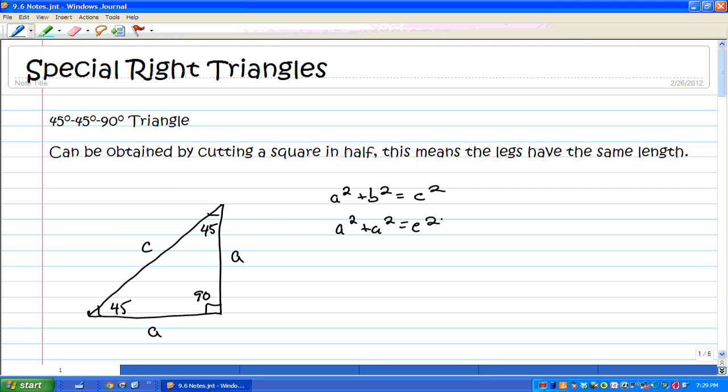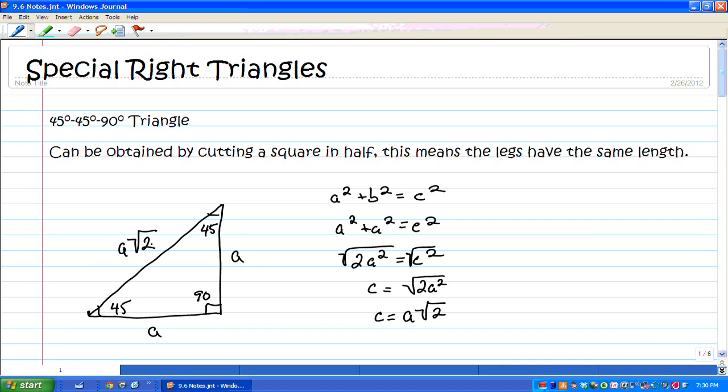A squared and a squared are like terms that can be combined. I'll add them. I have 2a squared is equal to c squared. Now if I want to find out what c is, I'll take the square root of both sides. I'm going to switch sides here too. c is now equal to the square root of 2a squared. If I want to simplify this, I could pull the a out and c would be equal to a square root of 2. So this side over here, rather than writing it as c, I'm going to write it as a square root of 2.